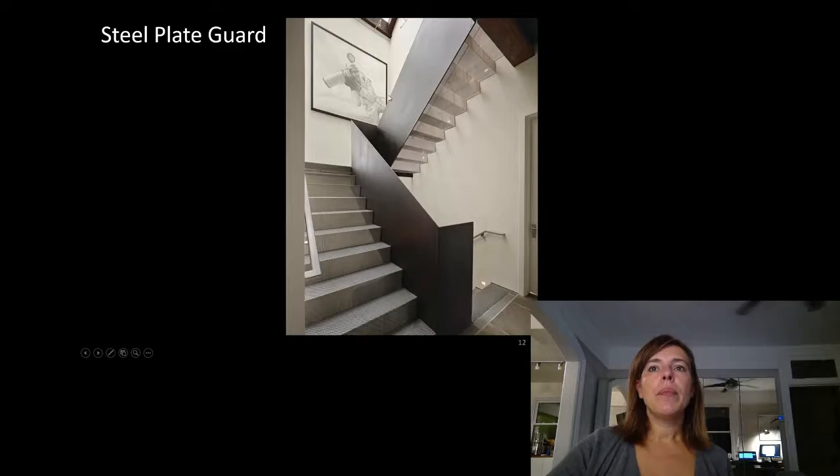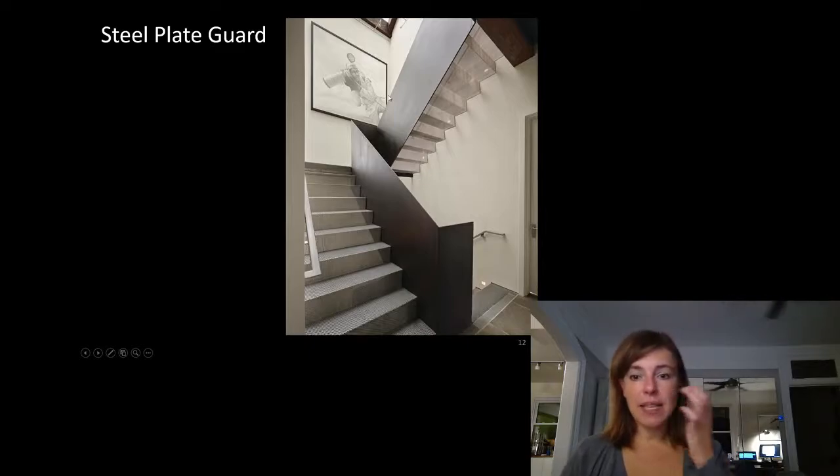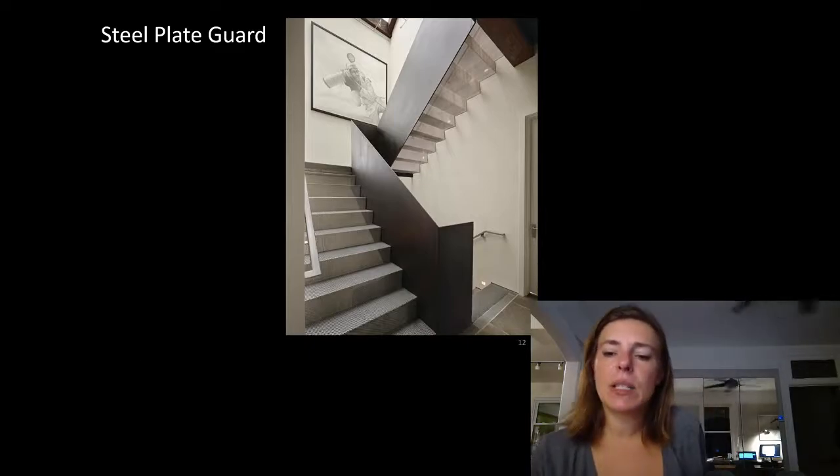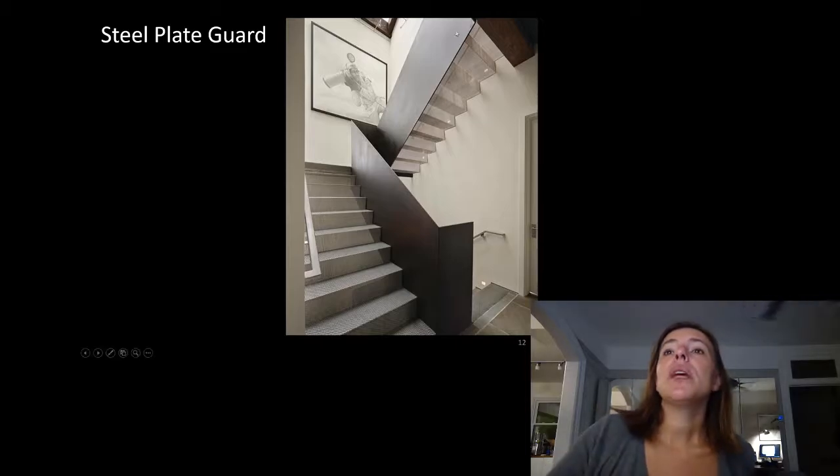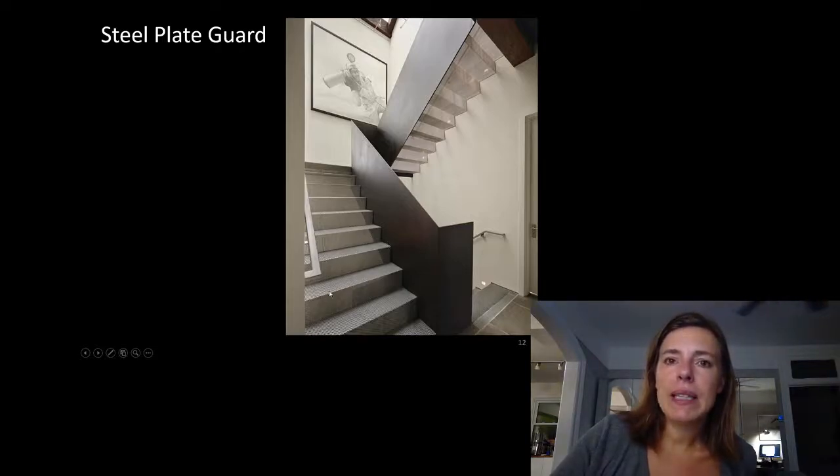So let's start looking at just some basic examples, and then I'll get into some project examples. So here's a plate steel guard. You can see this stair is actually really cool. It's actually bent metal, but it's perforated or a mesh, so you can actually see the guard underneath it here. So this is just a bent steel plate of some thickness.